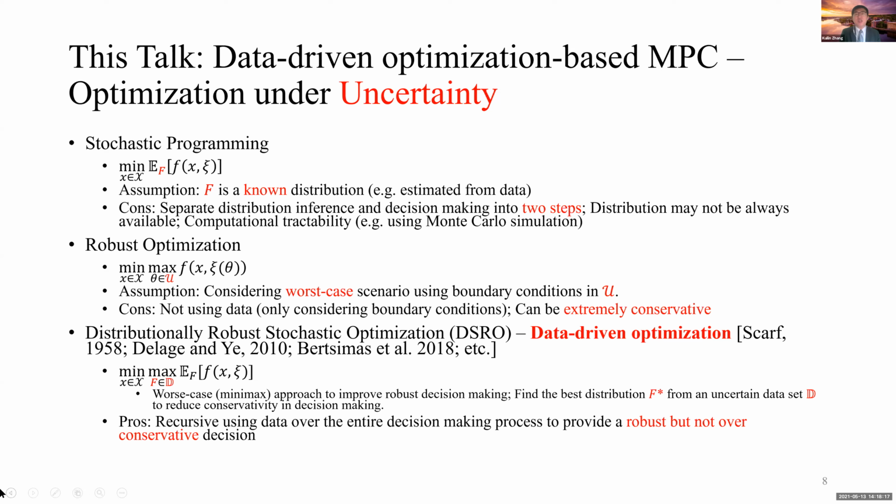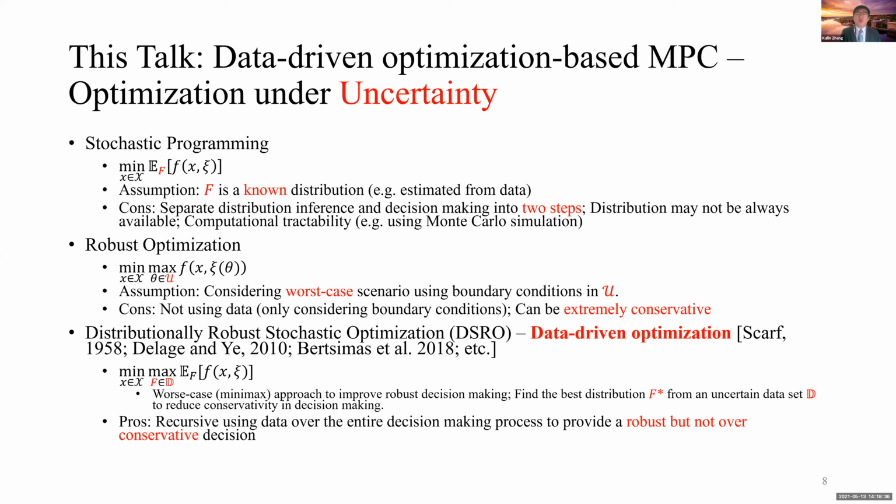Another key method to address uncertainty is called robust optimization. Here you really consider the worst case. You don't want to use data, you only consider the worst case, the boundary conditions. If you use this model to make driving decisions, it can be extremely conservative, so while driving in real time you only make conservative decisions.